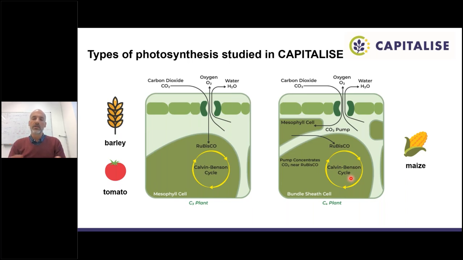Clearly, the modeling of photosynthesis is going to differ depending on the two different types. But if we start with the simpler model of the C3 photosynthesis, then it can later be extended to C4 photosynthesis.